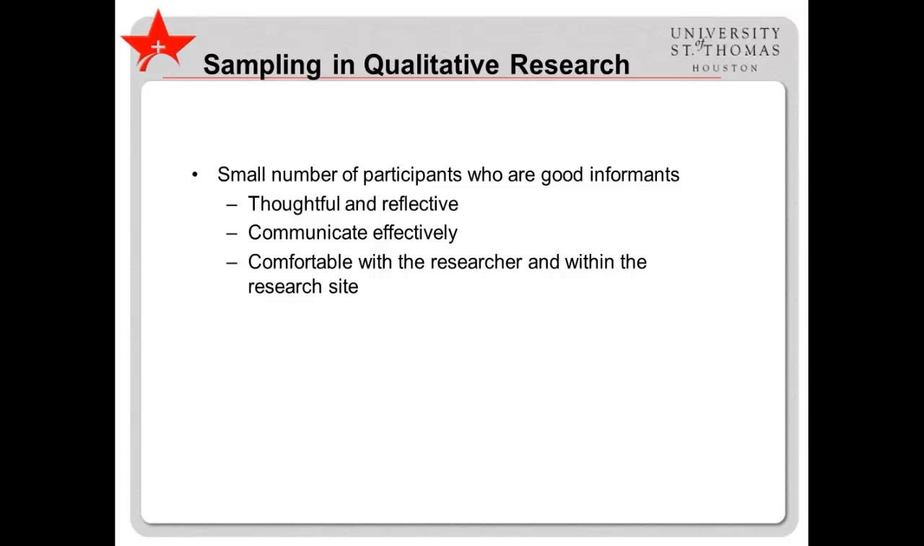As noted before, purposive sampling is quite appropriate for qualitative research. In qualitative sampling, a small number of participants are selected that will be good informants. Good informants are thoughtful and reflective. They communicate effectively, and they are comfortable with the researcher and within the research site.